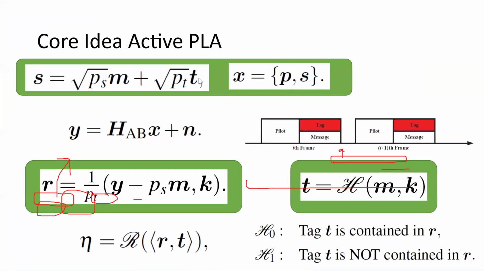Mathematically, this is the core idea of active physical layer authentication. The message part over here is represented by M, and the tag is represented by T, and these are the square roots of the power allocated for the message signal and the power allocated for the tag signal, B_S and B_T.